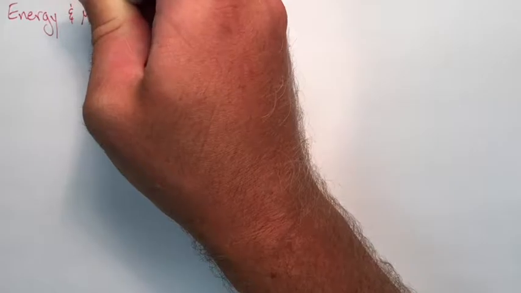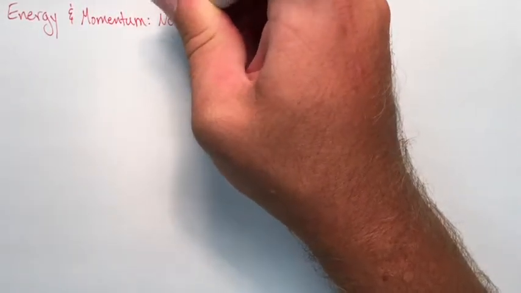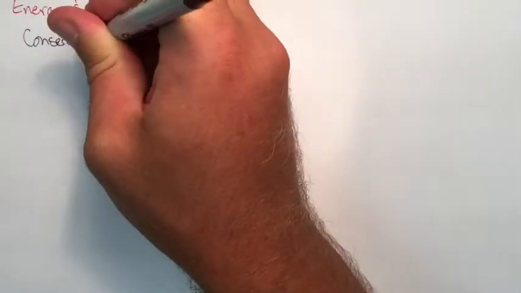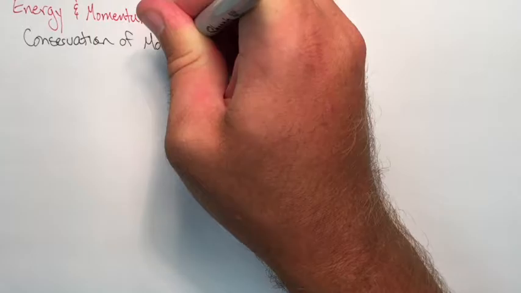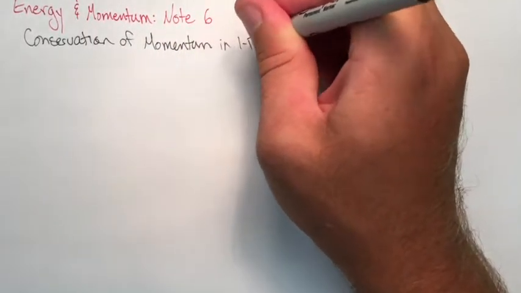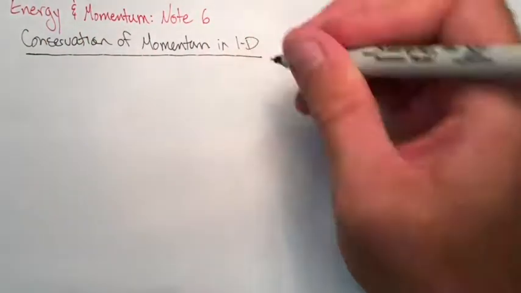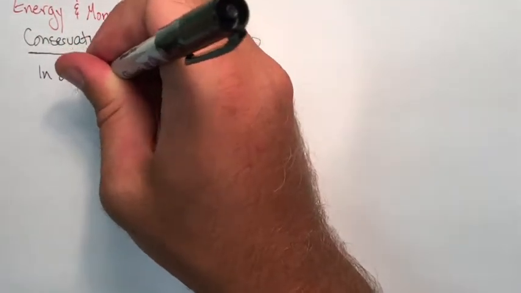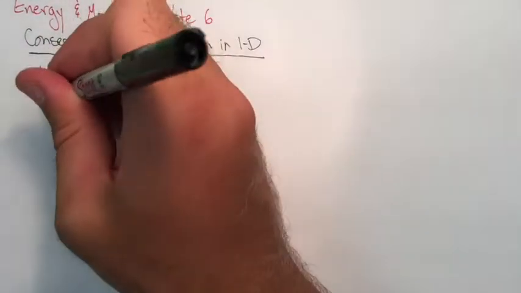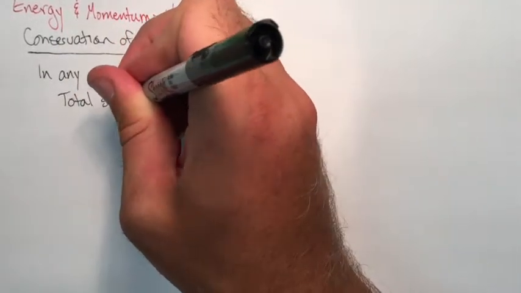Grade 12 Physics, Energy and Momentum, Note number 6. Conservation of momentum in one dimension. So just like conservation of energy, we can treat momentum in a similar method, knowing that the total momentum in any collision is conserved. If we find the total momentum before a collision, that's going to be equal to the total momentum after a collision.